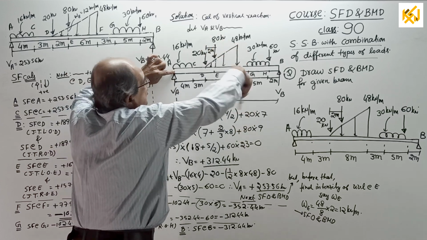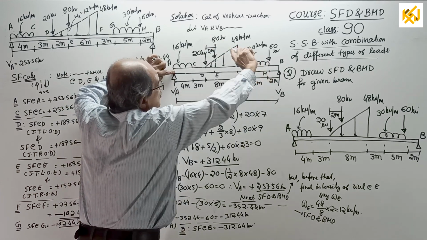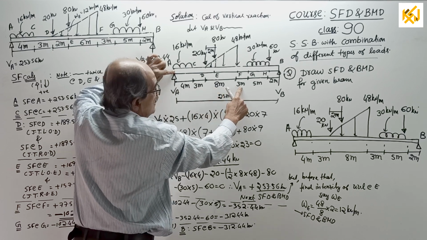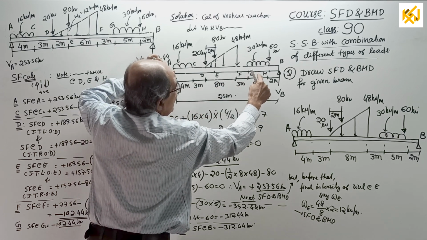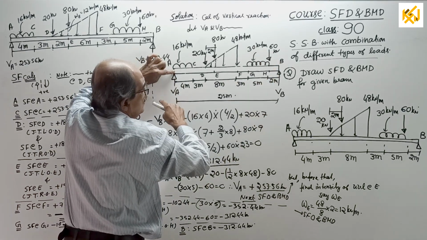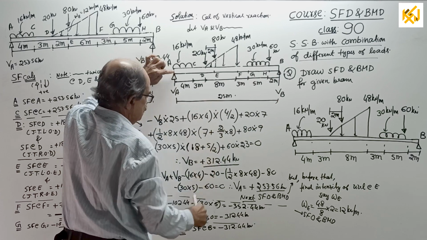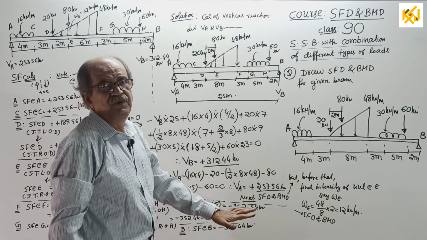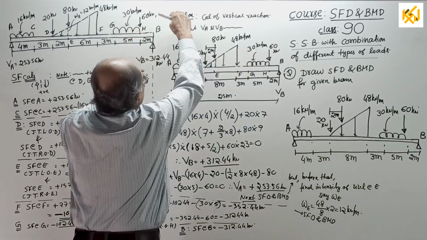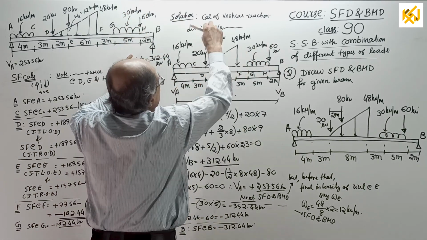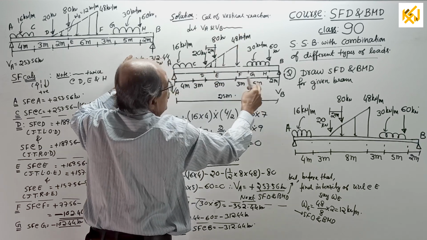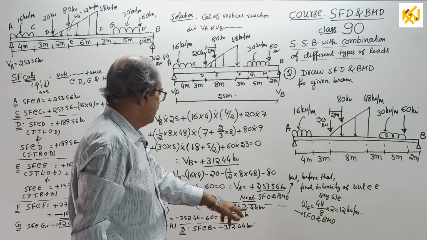Plus 30 into 5 is the total load, into 4 plus 3, 7 plus 8, 15 plus 3, 18, plus another half of 5. Written correctly? Yes. Plus 60 into 23. Now from 25 VB subtract this, and you get the value of VB. Sigma V equals 0, not much required to explain: VA plus VB minus 16 into 4 minus 20 minus 80 minus half into 8 into 48 minus 30 into 5 minus 60 equals 0. You get the value of VA.